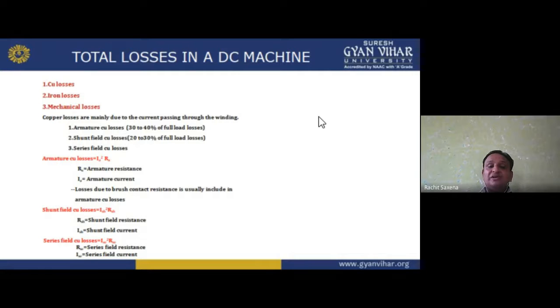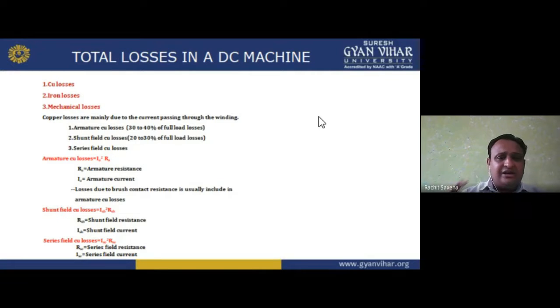The third and final loss in the copper is the series field copper loss. It doesn't have any percentage, because in series we directly connect the field winding in series with the armature winding. So we are not assuming any separate losses in it. Armature copper loss is always represented as Ia squared Ra.